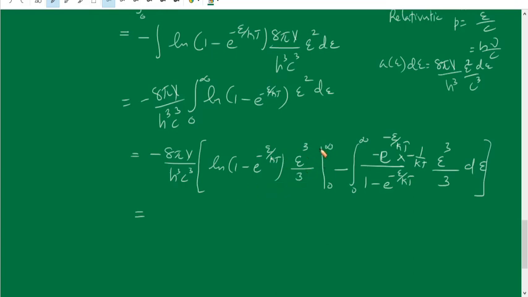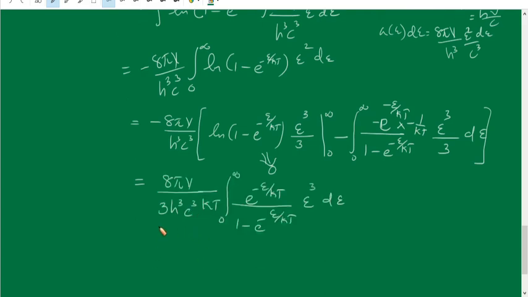When we put infinity, e raised to minus infinity becomes 0. So 1 minus 0 is 1, and log 1 is 0, so this term will be 0. When we put 0 here, because of this ε³, 0 cubed is 0. So this term is 0. Here minus is there, so minus minus becomes plus. So finally the expression would be this.